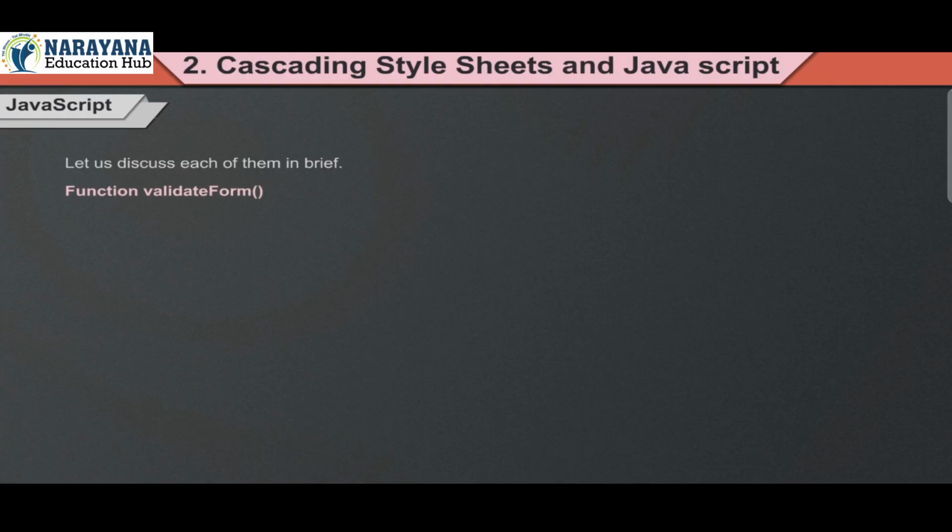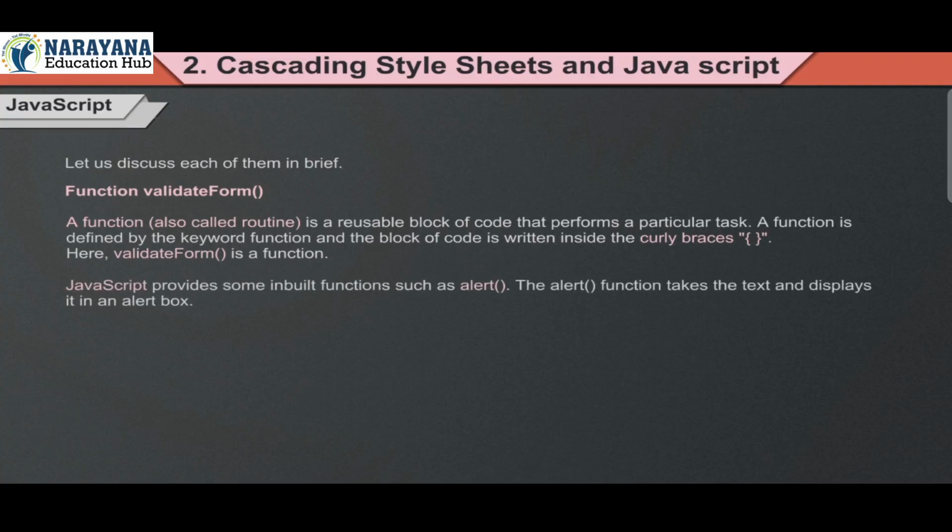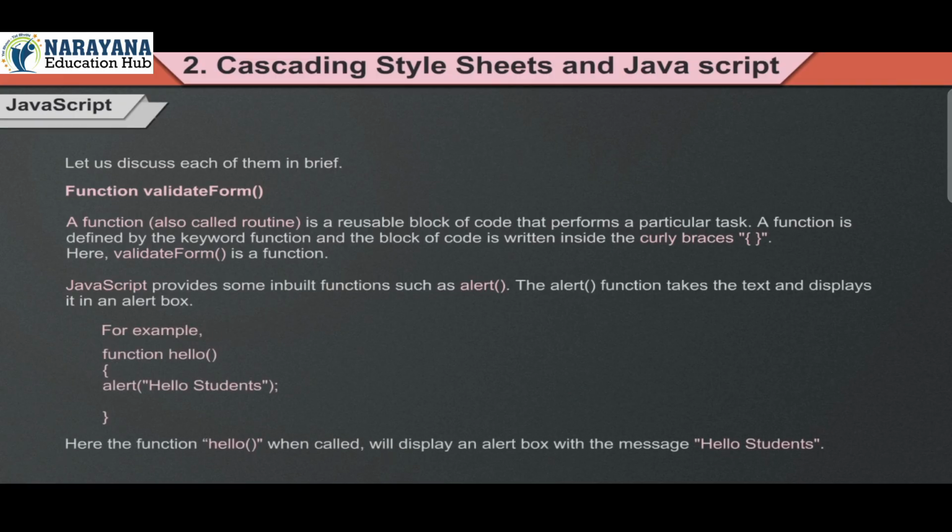Function validateForm(). A function, also called a routine, is a reusable block of code that performs a particular task. A function is defined by the keyword function and the block of code is written inside the curly braces. Here, validateForm is a function. JavaScript provides some inbuilt functions such as alert. The alert function takes the text and displays it in an alert box. For example, here the function hello when called will display an alert box with the message hello students.